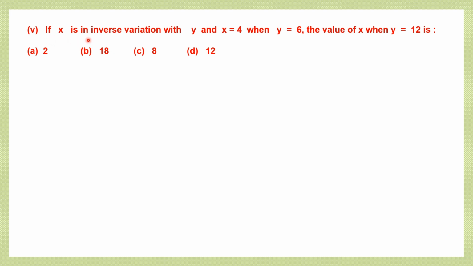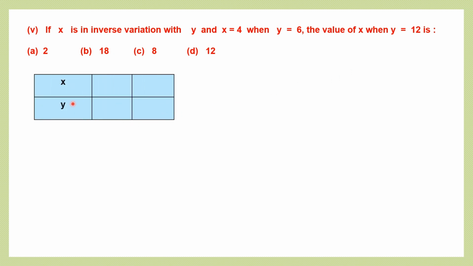Question 5. If x is an inverse variation with y and x is 4 when y is 6, the value of x when y is 12 is one of these answers. To make it easier, we'll draw a table. We have x and y. Here it says when x is 4, y is 6. Let's write it down. When x is 4, y is 6. And then here it says find the value of x. So this we don't know. We're going to find the value of x when y is equal to 12.